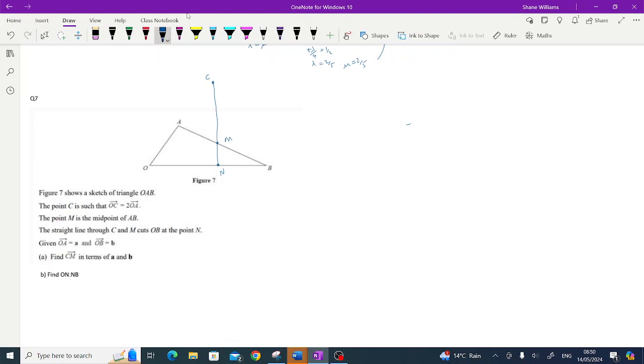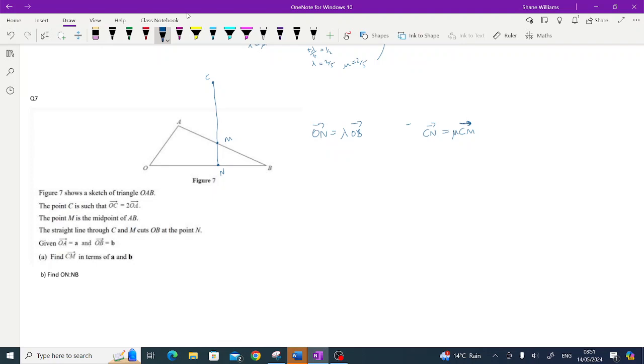So as before, we're going to say, well, N is on two lines. We're going to say what fraction of the way along each line is it. So we're going to say O to N basically is lambda lots of O to B. And we're going to say that C to N is mu lots of C to M. Now this is slightly different from the last one, because this time mu is not going to be a fraction between 0 and 1. It's going to be, well, it won't be a whole number, but it's going to be a number bigger than 1. So it's going to be something like 1.2, let's say.